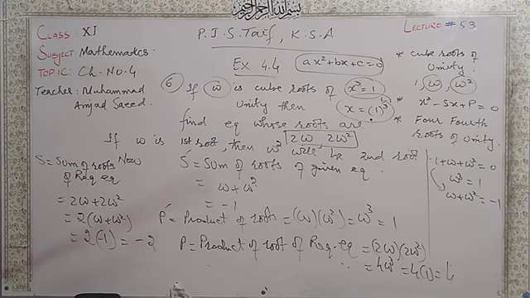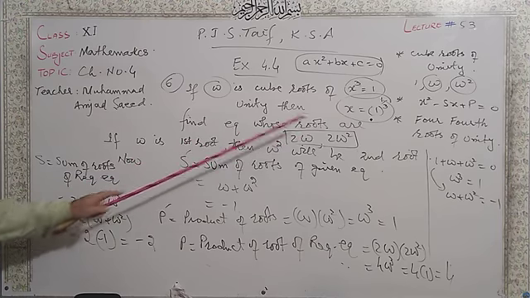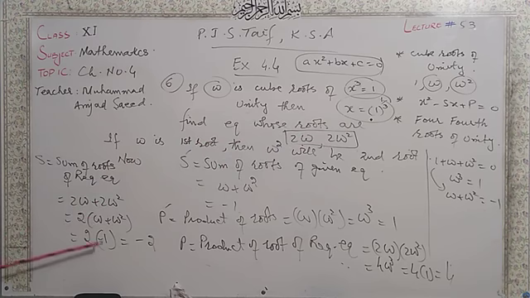After that, now we have s and p. S means the sum of roots of the required equation. What is the sum of roots of the required equation? 2 omega plus 2 omega square. Taking 2 common, and omega plus omega square is minus 1, that is minus 2.